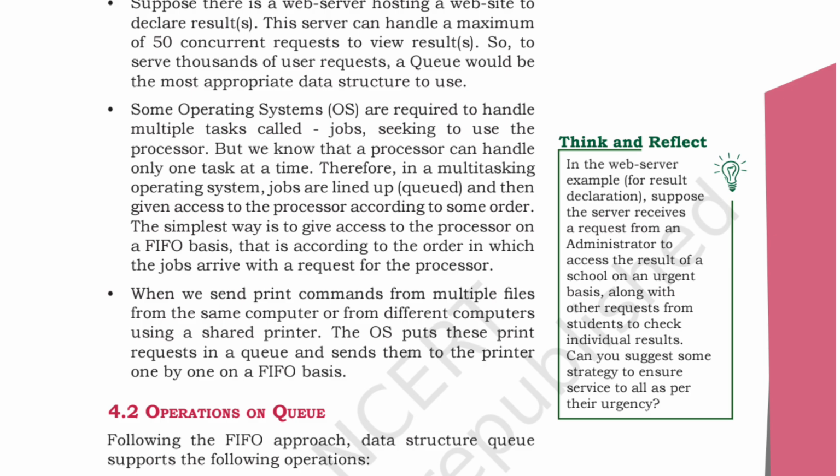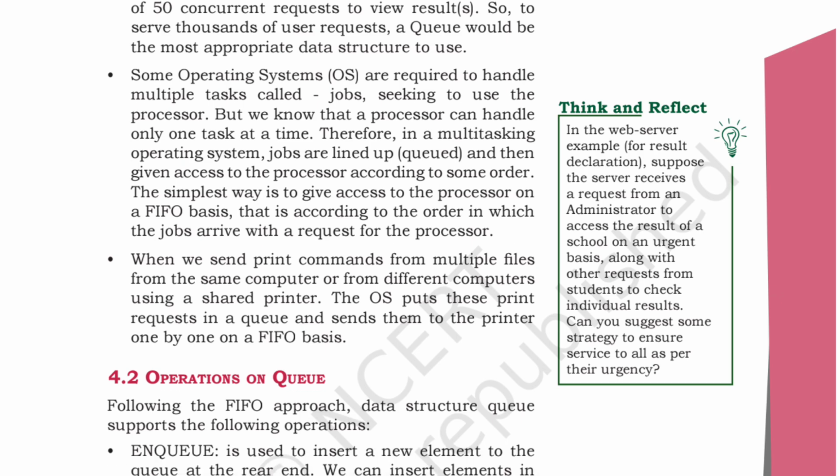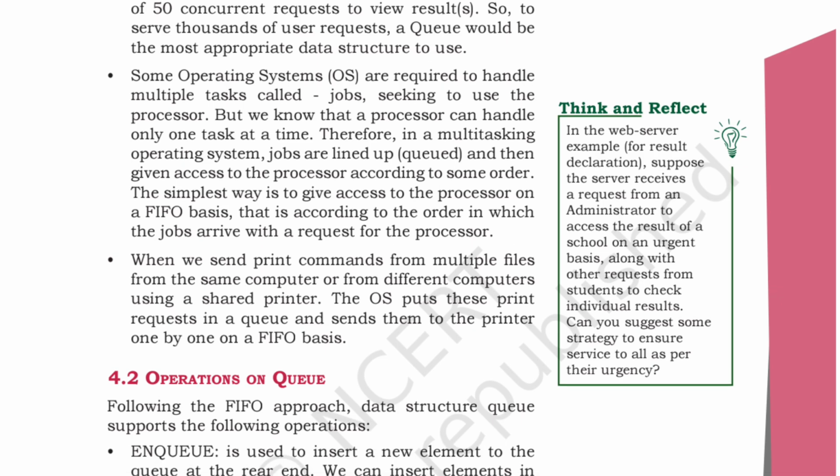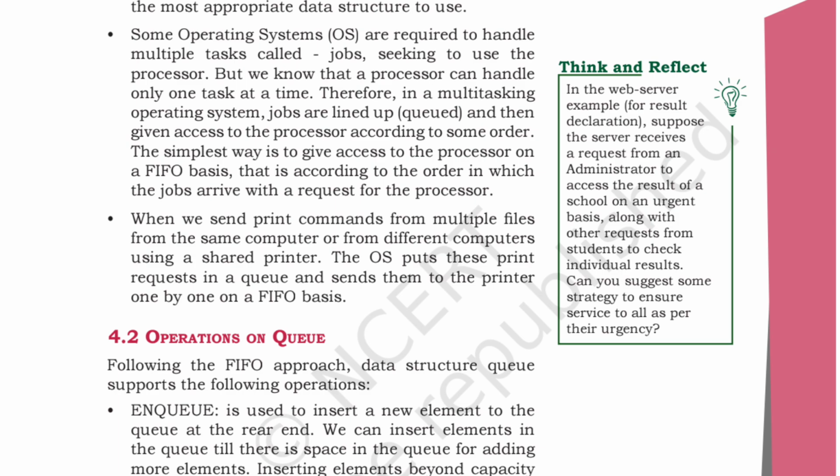Therefore, in a multitasking operating system, jobs are lined up, queued, and then given access to the processor according to some order. So what will happen if we are using a multitasking operating system? The jobs are lined up and then given access to the processor according to some order, and the multitasking will happen one by one.